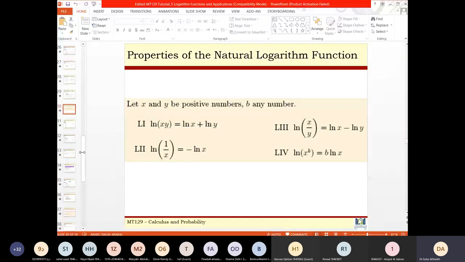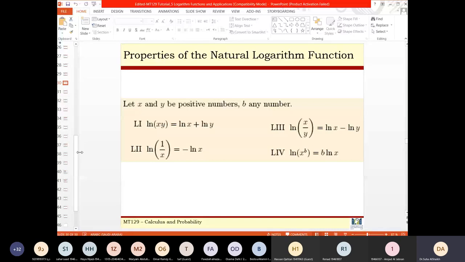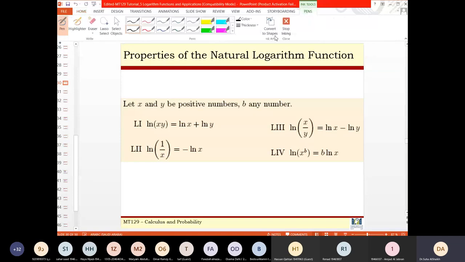So today we are continuing talking about what we did last time, logarithmic functions. Last time we defined the exponential function, then we defined the natural logarithmic function. Today we are continuing talking about this logarithm function, and we're going to see how to use this in differentiation. First, we are going to talk about the properties we have of the natural logarithm.